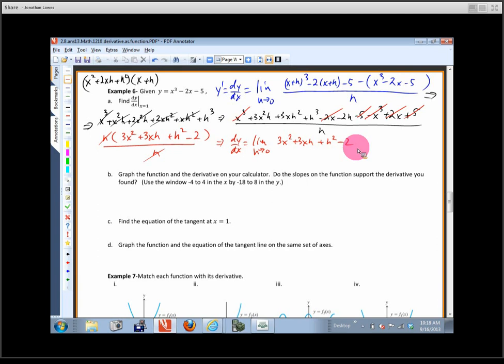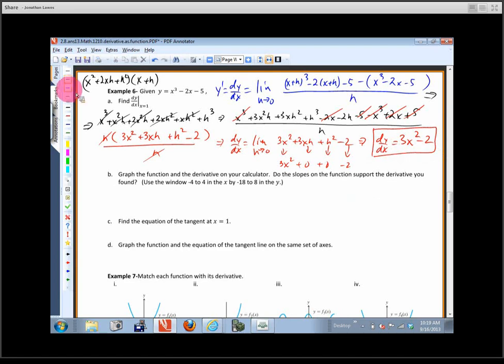Anything that does not have an h in it, no matter how ugly it is, we can think of as a constant. So this is 3x squared. What's its limit as h approaches 0? 3x squared. This one, 0. This one, 0. And this one, negative 2. So we'll go through and put all those together. And here's what we've got. We know that dy/dx is 3x squared minus 2. That is the derivative of y with respect to x.